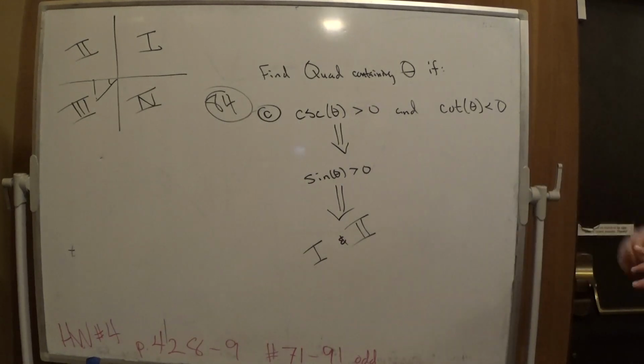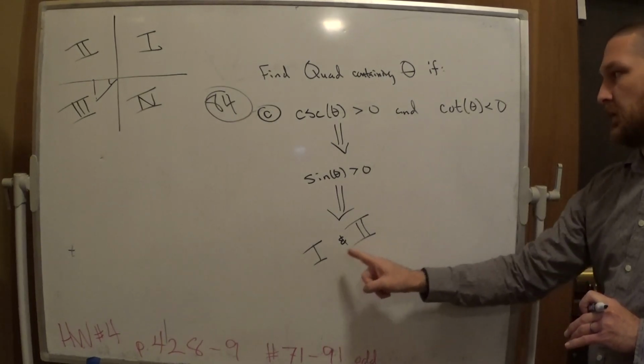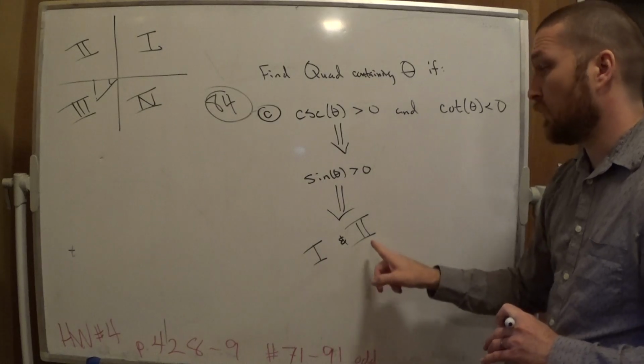Now, cotan is negative. Which of these quadrants makes cotan negative? 4. No.